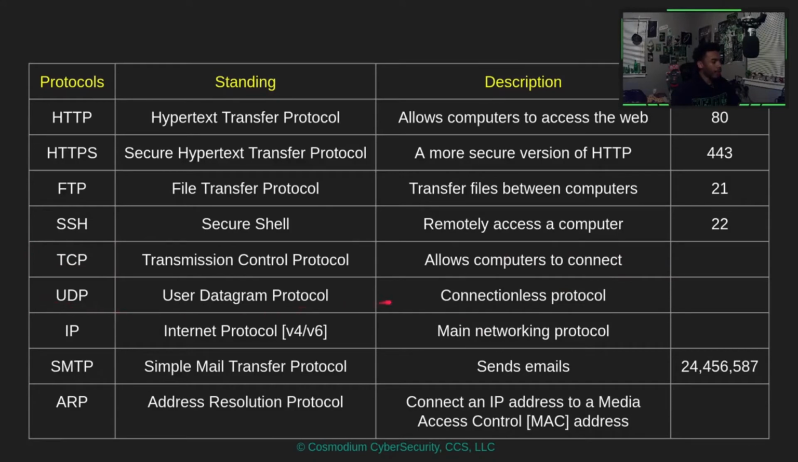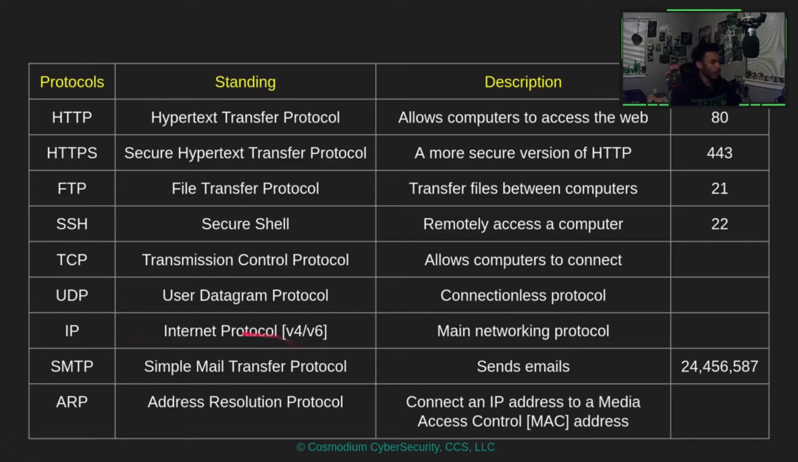UDP is the User Datagram Protocol. It's a little bit faster than TCP, so I'm sure streaming services and such will use it. But it is a connectionless protocol. This is a connection-oriented protocol, and this is a connectionless protocol. You'll understand what this means a little bit more when we cover the three-way handshake. But for now, just understand that it doesn't use this so-called three-way handshake.